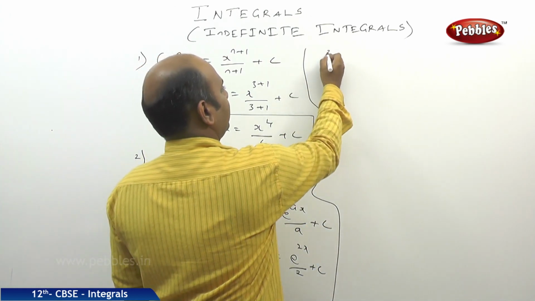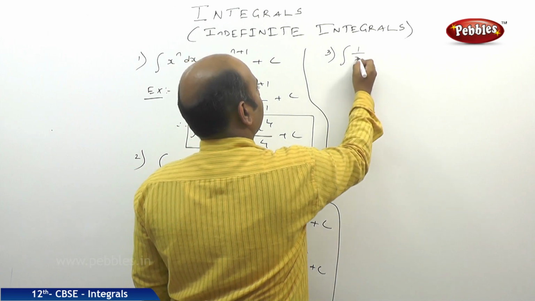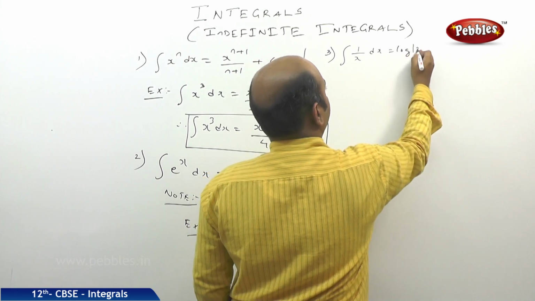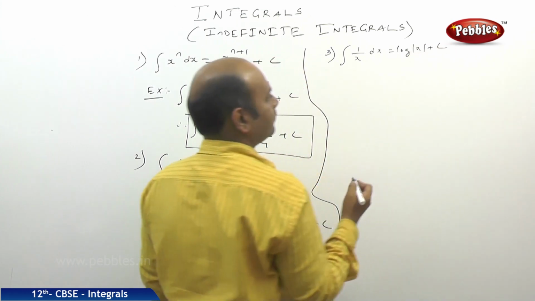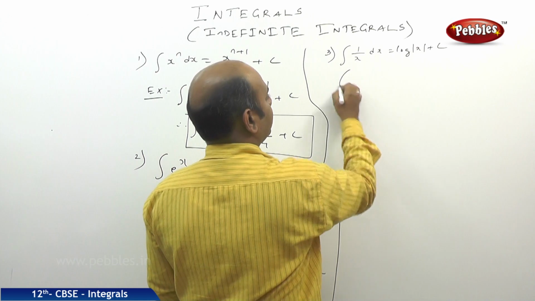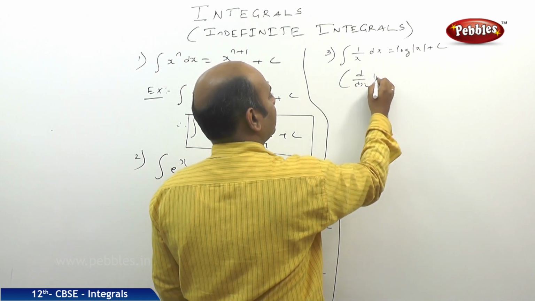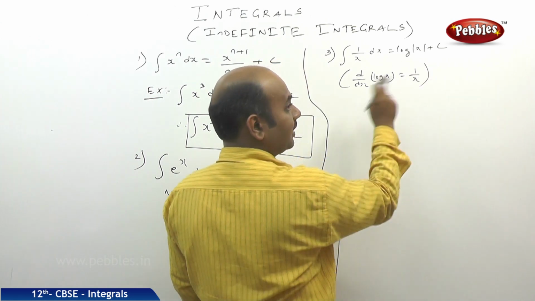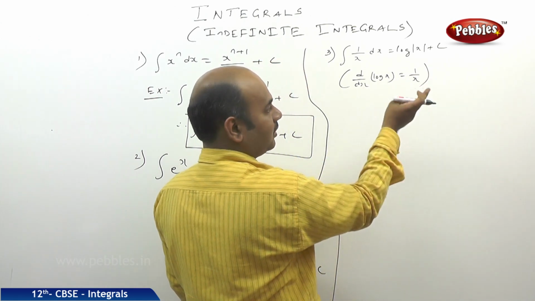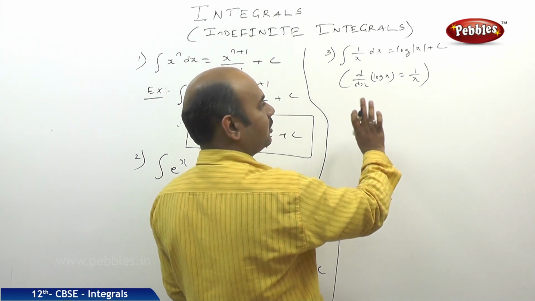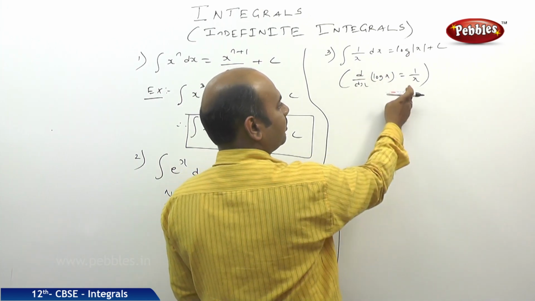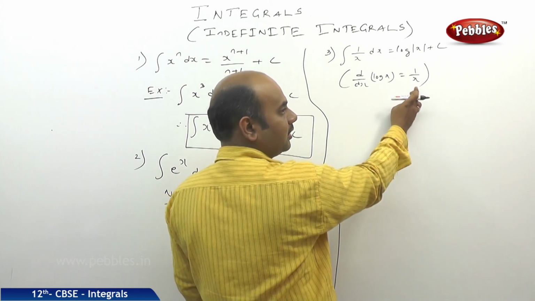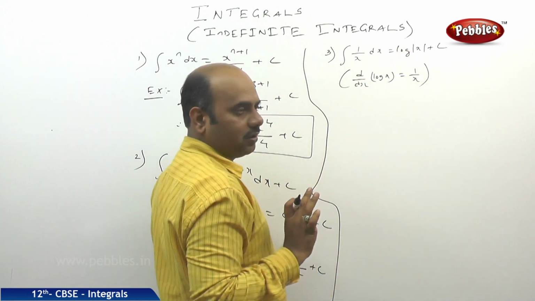Now integral of 1 by x dx is always written as log mod x plus c. But in differentiation, how did we write it? d by dx of log x is 1 by x. But I said integration is quite the opposite of differentiation. So for integral of 1 by x dx, whatever result we get while doing differentiation, if we integrate that result we get the final output.